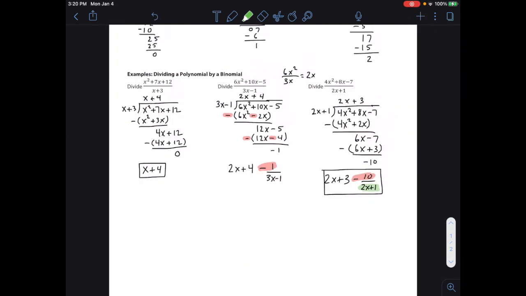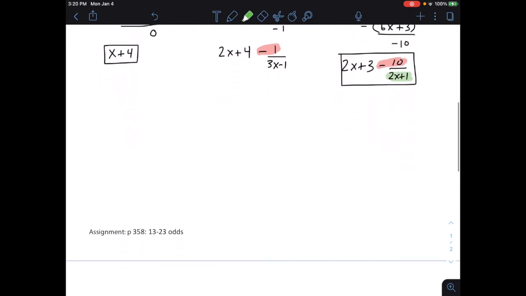Okay, let's see what you can do. There you go, 13 through 23 odd, just the odd ones, on page 358, assignment that's out on Schoology.